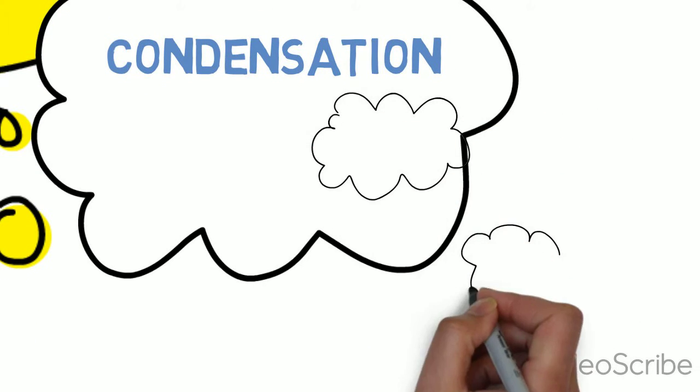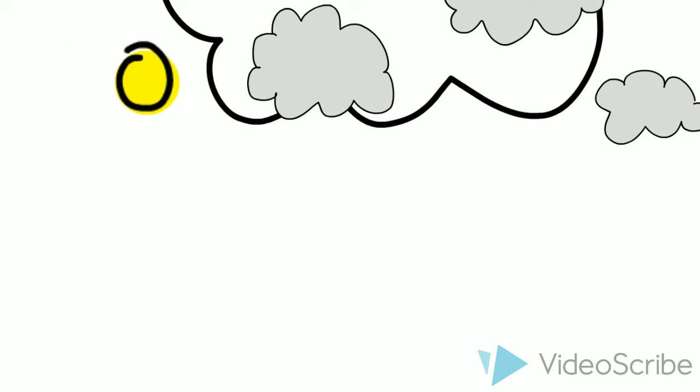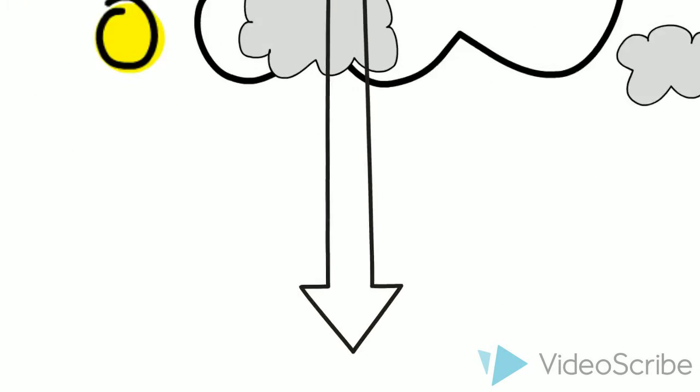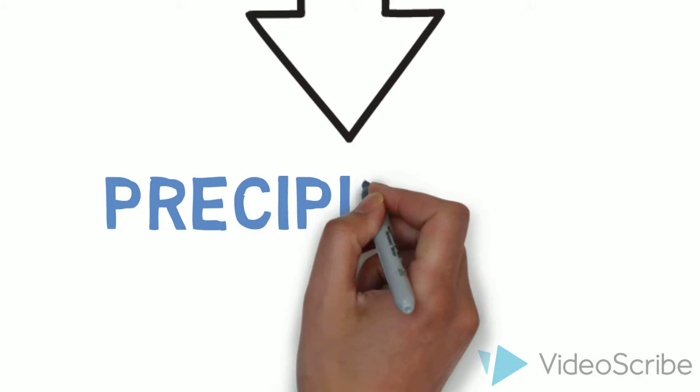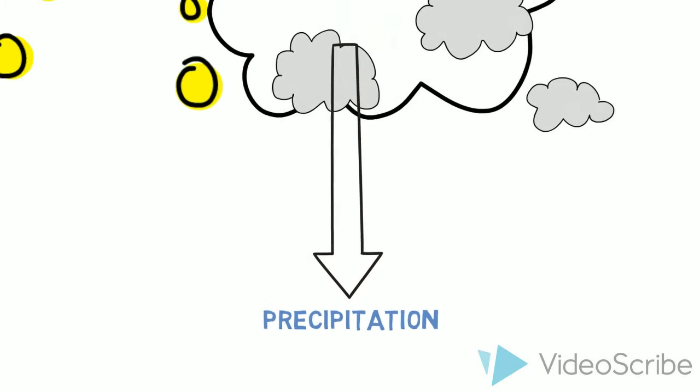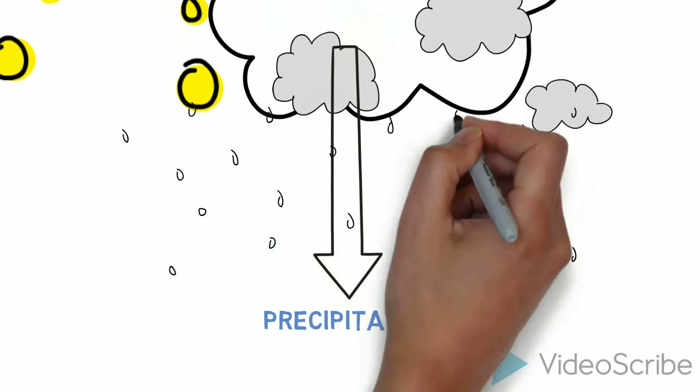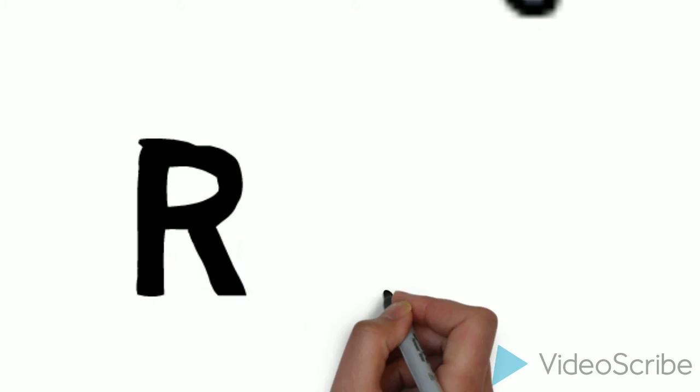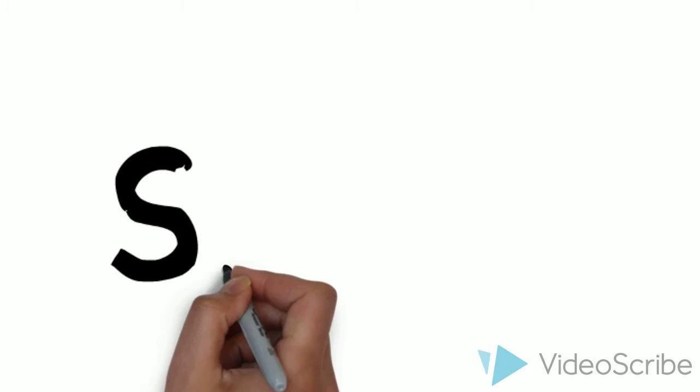The droplets in clouds move rapidly and bang together to form larger droplets. When the droplets get heavy, they fall because of gravity. Water falling is called precipitation. Precipitation can take different forms, such as rain, snow, hail, and sleet.